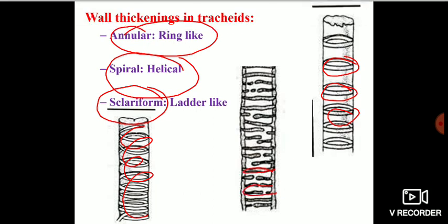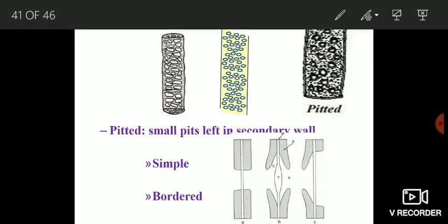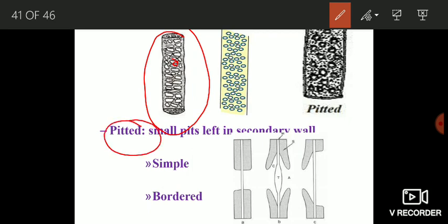Okay. Another one is reticulate or network-like. The secondary thicknesses are deposited in the form of a network. Here you can see in the image, some patches are left undeposited and others are having the depositions of the secondary material. And the final one is pitted. In this type, small pits are left in the secondary wall while the rest of the secondary walls are having the depositions of lignin. These small pits are without the secondary depositions.